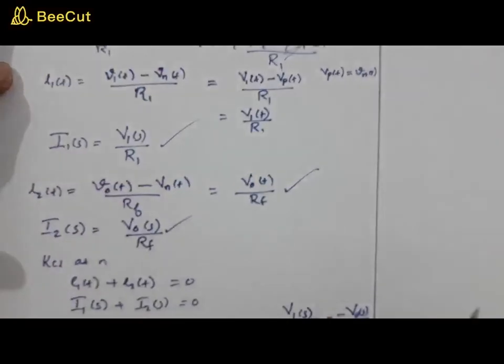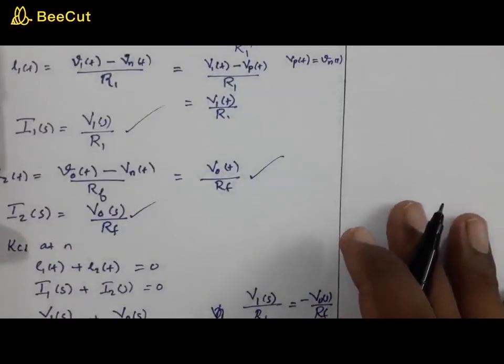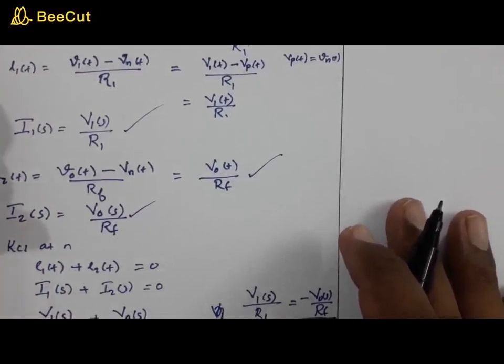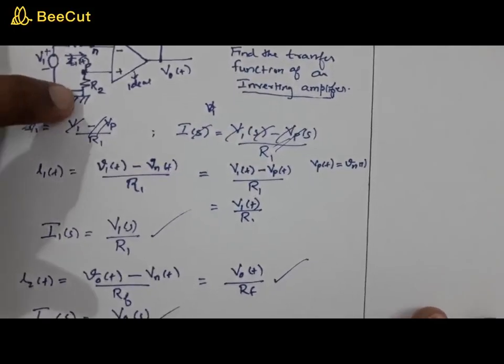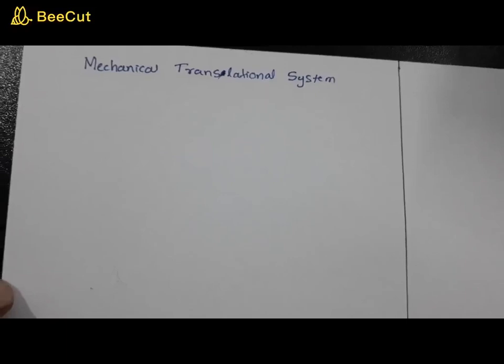So this is your example 3, and I will be giving you a question to find the transfer function of a non-inverting amplifier that you should do by yourself. You can expect an assignment on that through the Google Classroom.